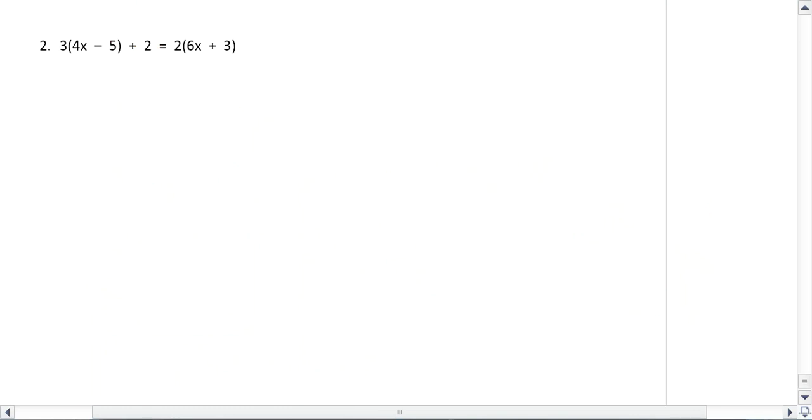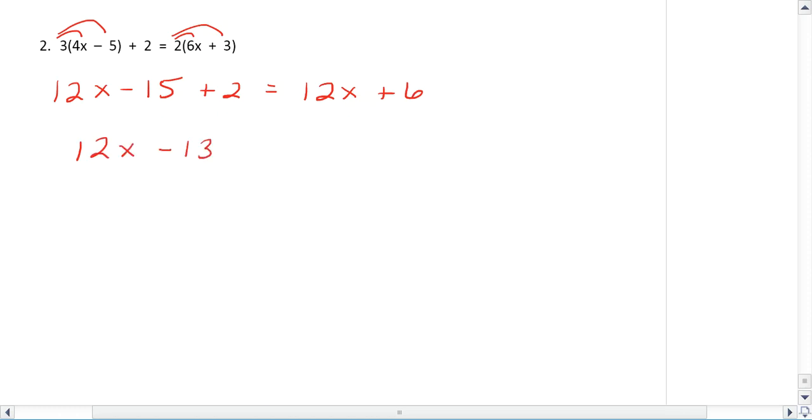All right, let's look at this second example. Sometimes when you're solving what looks like a pretty typical equation, it can lead us to some unexpected results. So let's see what happens with this one. Again, distribution comes first. Multiplying through by the 3 gives me 12x minus 15 plus 2 equals, now doing this distribution by 2 gives me 12x plus 6. All right, so far it looks pretty regular. Let's combine like terms. We get 12x minus 13 equals 12x plus 6.